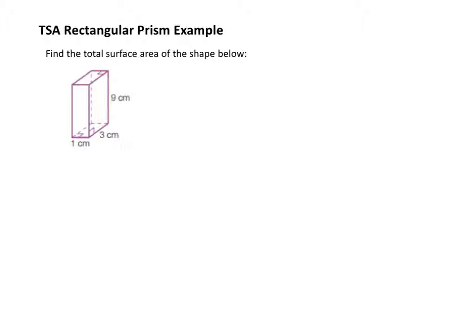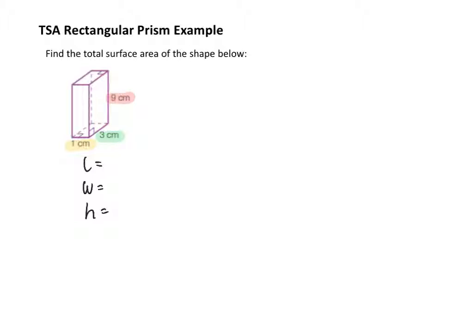So I'm going to need the length of the prism, the width of the prism, and the height of the prism. So I can go ahead and have a look for that information in the diagram. So I know the length of my prism is going to be 3 centimeters. The width of my prism is 1 centimeter, and the height of my prism is 9 centimeters.